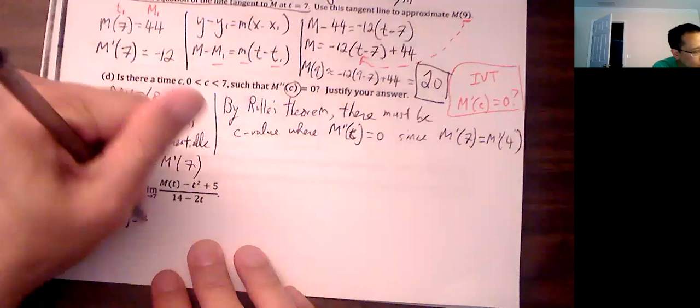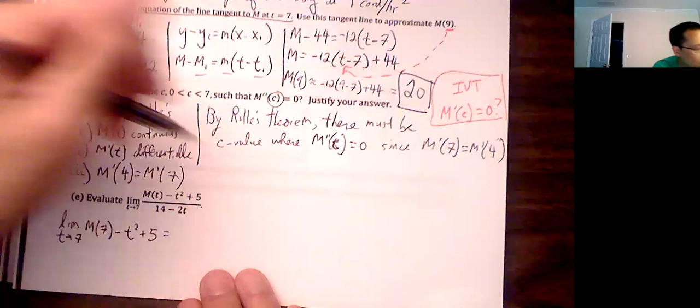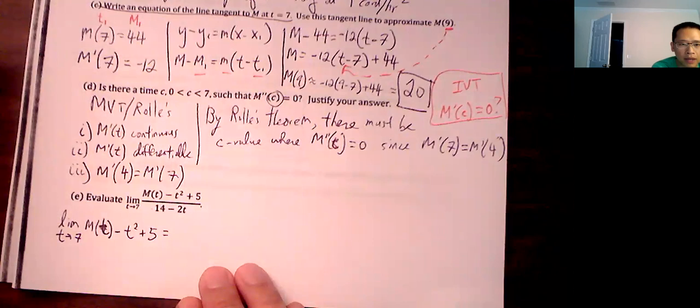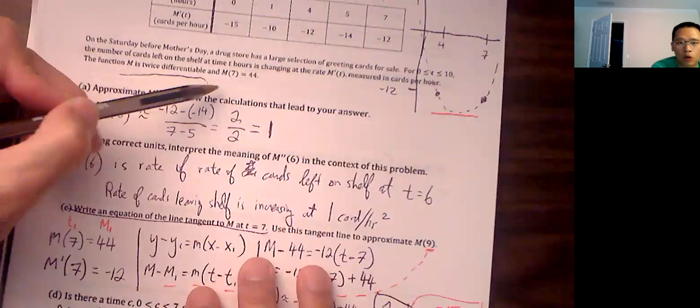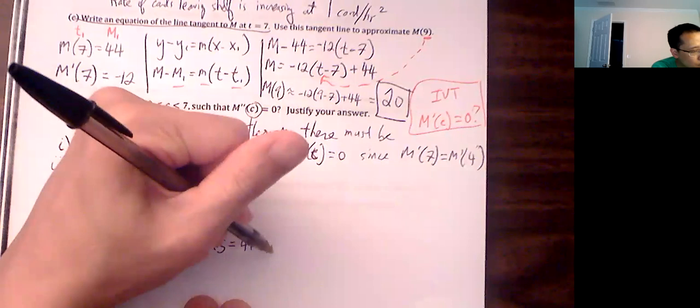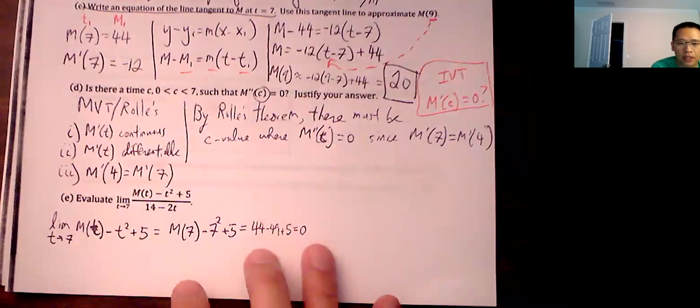So I'm going to plug 7 in for all the t's in my numerator expression. So that's M of 7 minus 7 squared plus 5. M of 7, we have that ordered pair there, so that's 44. So 44 minus 49 plus 5, that's 0. Okay. So we're suspecting this could fall under L'Hopital's rule and the top condition matches.